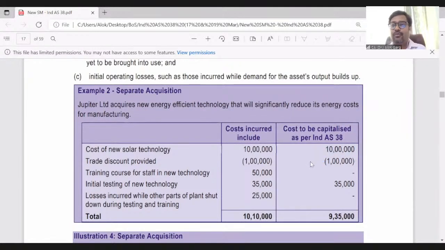Trade discount. So trade discount needs to be reduced. Training course. I have told you that training course is not going to be capitalized. Initial testing cost. Of course, cost of testing is going to be capitalized. Losses incurred while other part of plants shut down during the testing and training. There are some abnormal losses. So abnormal losses also do not form part of your cost of intangible asset. And hence, out of 10,10,000 rupees, only 9,35,000 rupees has formed part of the cost of the intangible asset when it has been separately acquired.